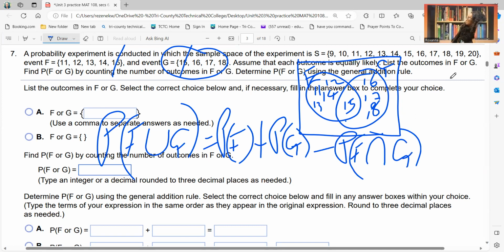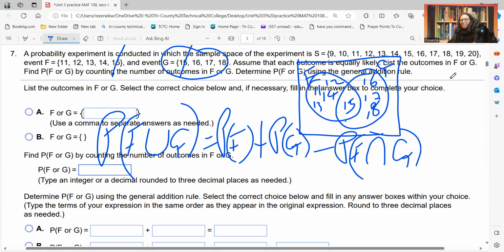All right. Now, what's going on there? Uh-oh, my battery is... Okay. All right.